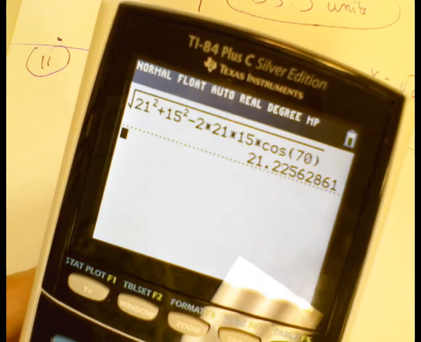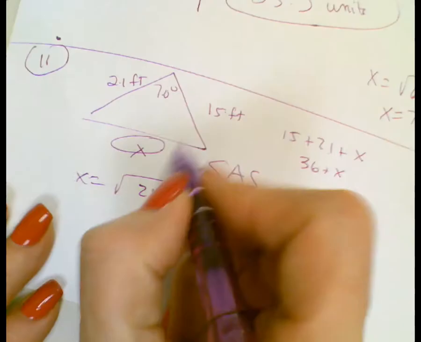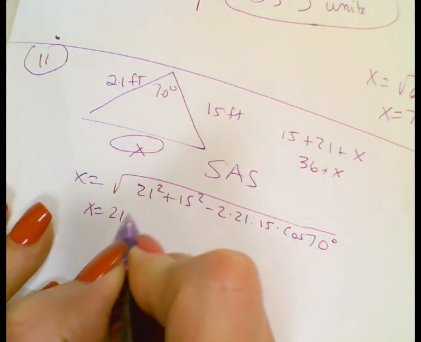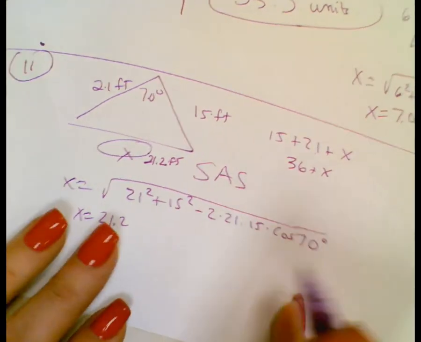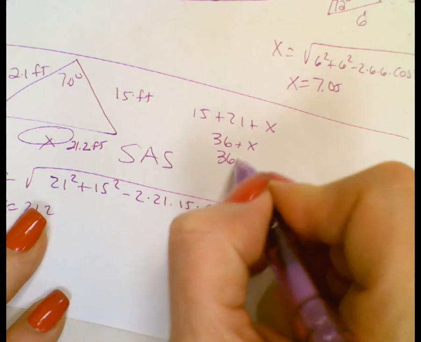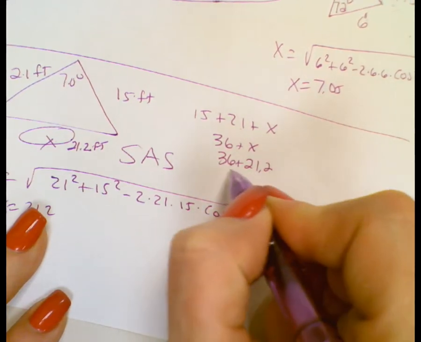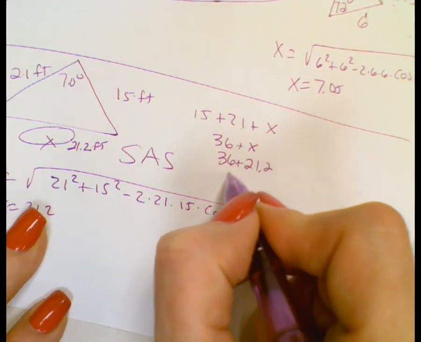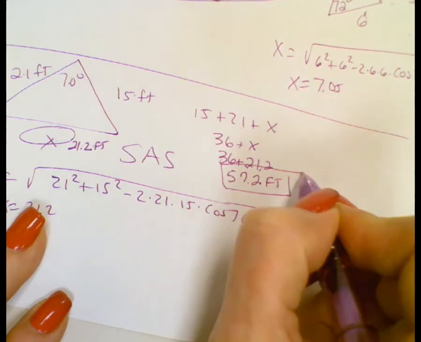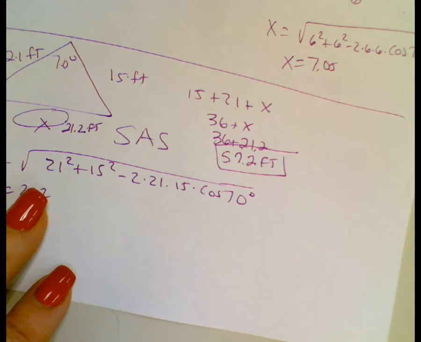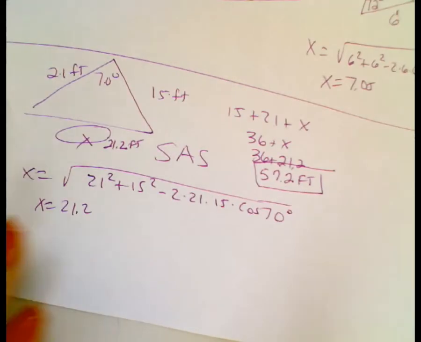Boom, 21.2. So x is 21.2, so I'm going to put that right here. And that's also feet. So we're going to put that over here. 36 plus 21.2 is, I can do this in my head, let's see, 57.2 feet. Because you're adding them all up.